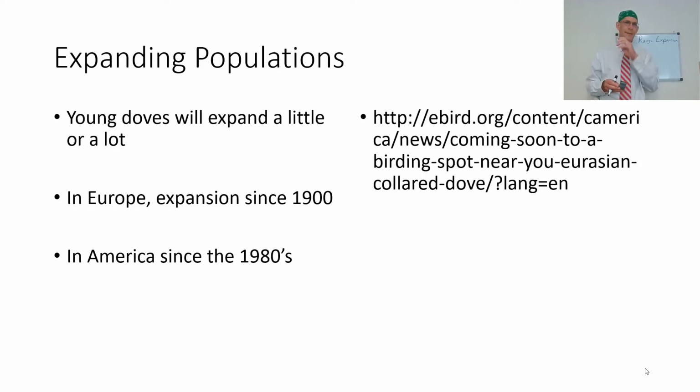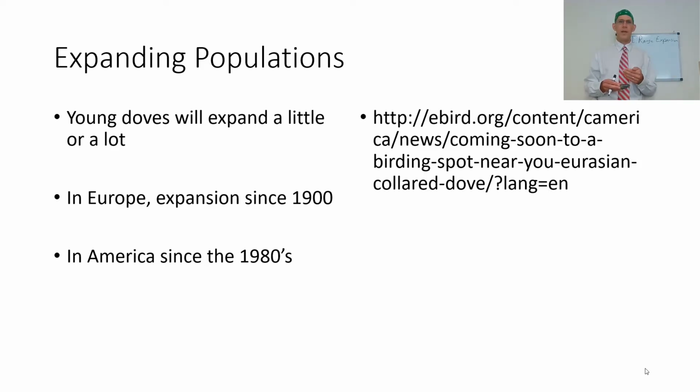Anyway, young doves. There's the Eurasian collared dove. They either expand a little or a lot. So some young doves will actually fly a good distance. Some young doves will only fly a block or two away from their nest. In Europe, there's actually been an expansion going on from Turkey on up since about 1900. In America, these doves were introduced into, I think it was Florida.